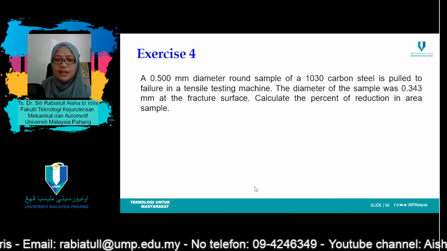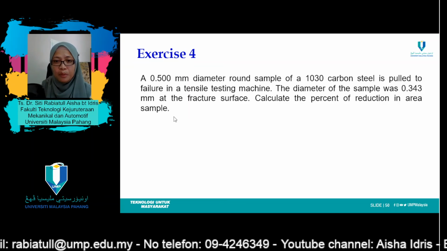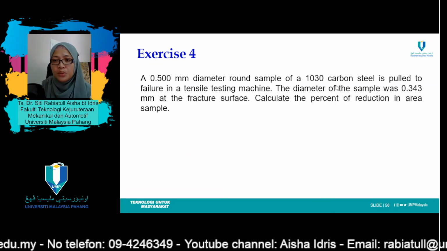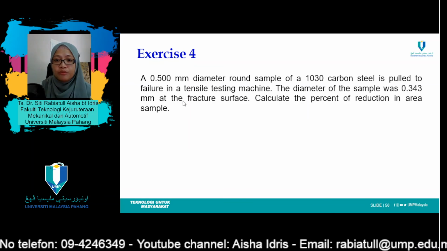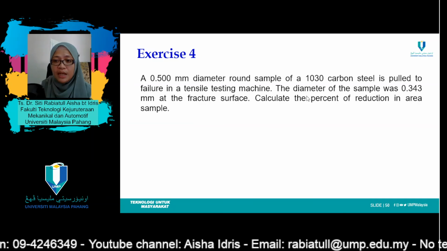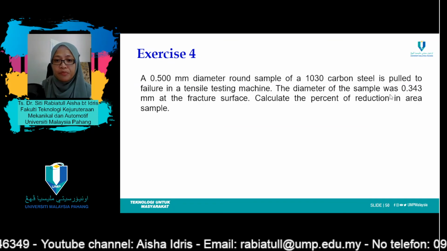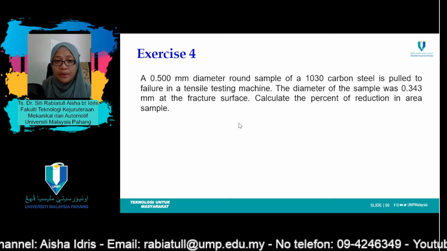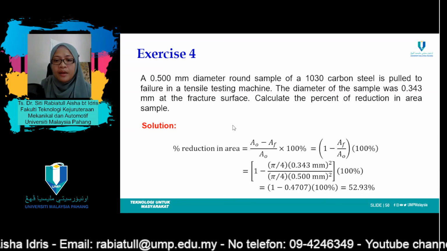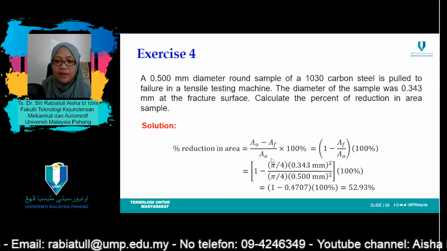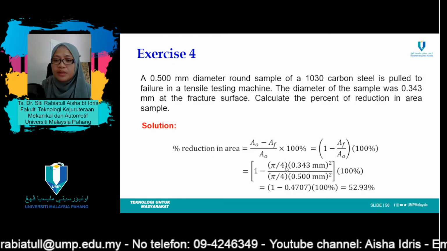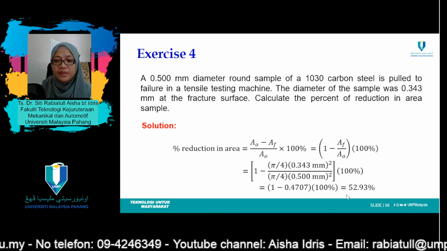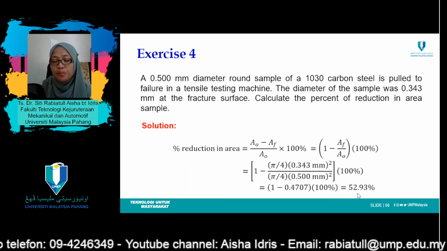Let's look at the next exercise, which is exercise number 4. A 0.5 mm diameter round sample of 1030 carbon steel is pulled to failure in a tensile testing machine. The diameter of the sample was 0.343 mm at the fracture surface. Calculate the percentage of reduction in area of the sample. The formula for percentage reduction in area is given as follows. Then you just substitute all the information into the formula. Finally, you should be able to get the percent reduction in area equal to 52.93%.